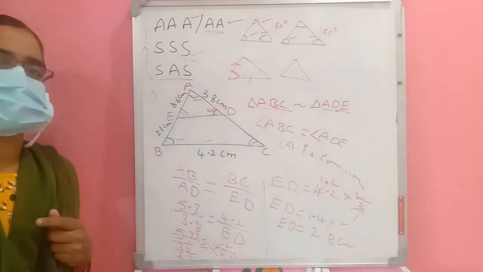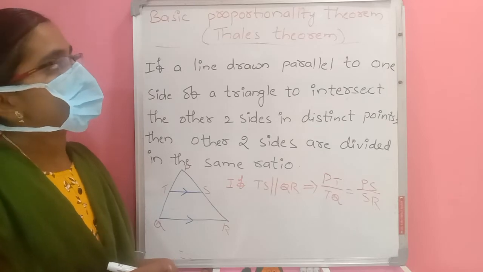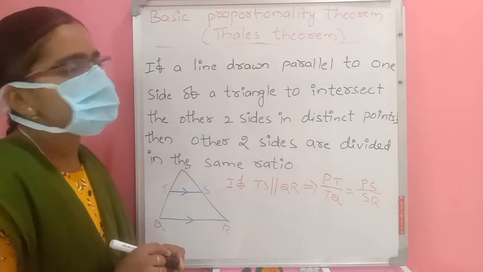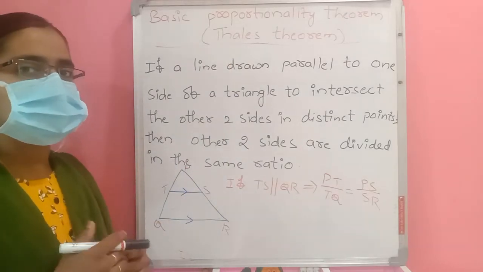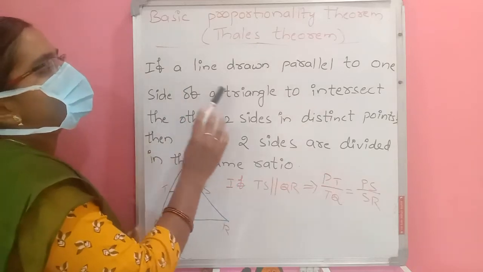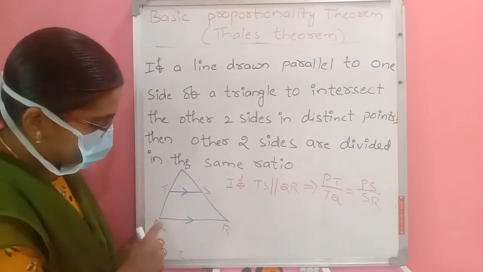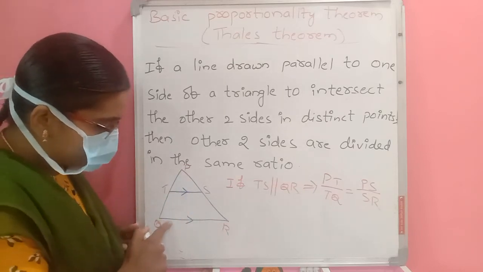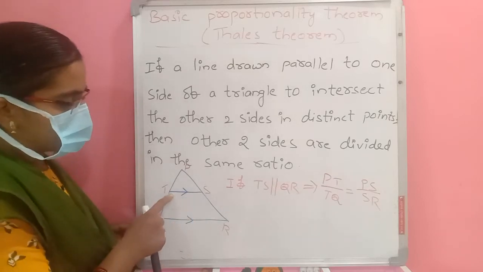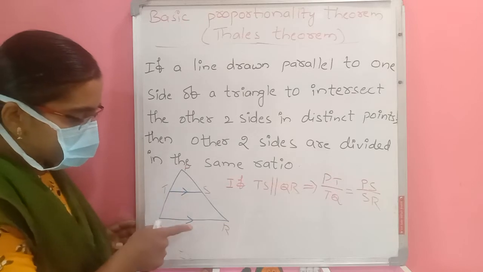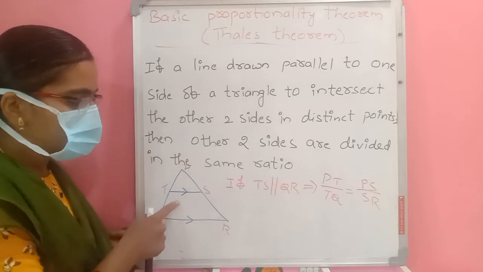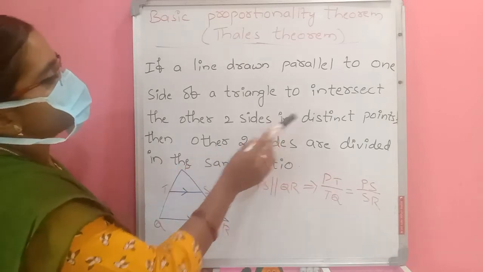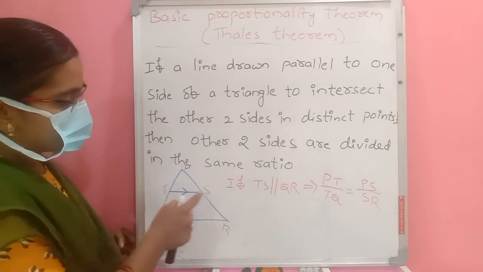That is the ED value. Next we have the basic proportionality theorem, which is also called the Thales theorem. Thales is a scientist's name. So basic proportionality theorem or Thales theorem, both are the same. For this, if a line is drawn parallel to one side of a triangle, take triangle PQR. In this triangle, I have drawn a line here which is parallel to one side, QR. So TS is parallel to QR. I have drawn a line like that to intersect the other two sides in distinct points.